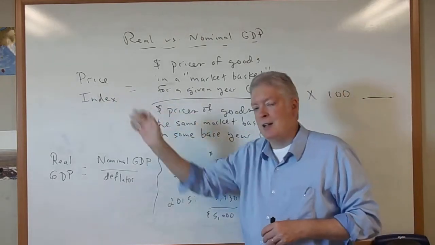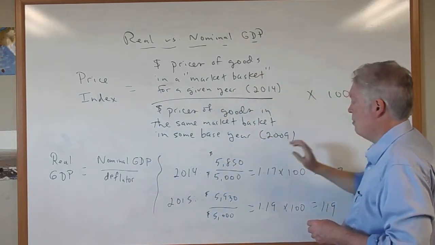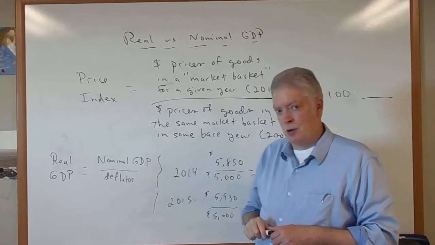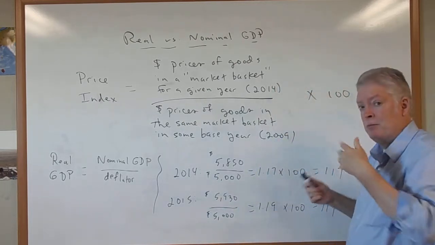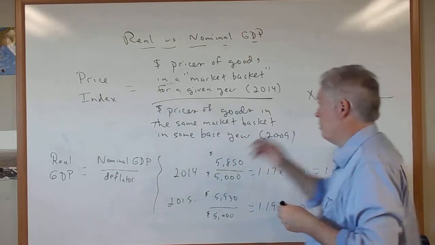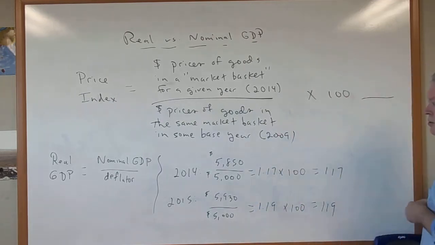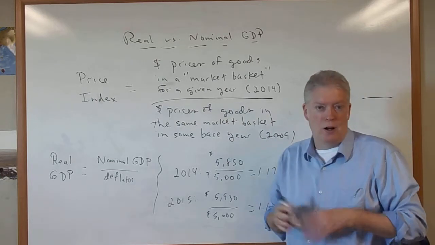And that is, if the price of all goods in 2014 were the exact same as the prices of goods in 2009, we have whatever those goods are divided by the same value. Anything divided by itself is 1. And we multiply that by 100, we would end up with 100. So in the base year then, in this example, 2009, the value of all these goods would be 100.